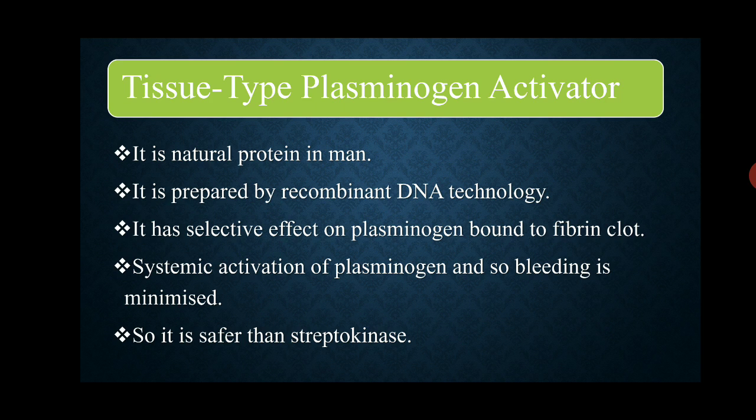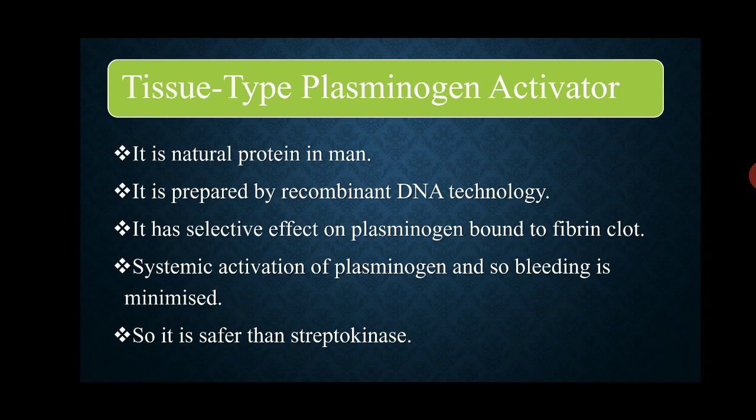Then the third example, that is tissue type plasminogen activator. This tissue type plasminogen activator is a natural protein in man. It is prepared by recombinant DNA technology, meaning rDNA technology, from which these proteins or agents are produced, that is tissue type plasminogen activator.